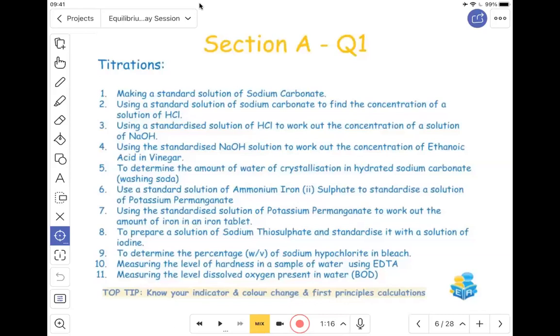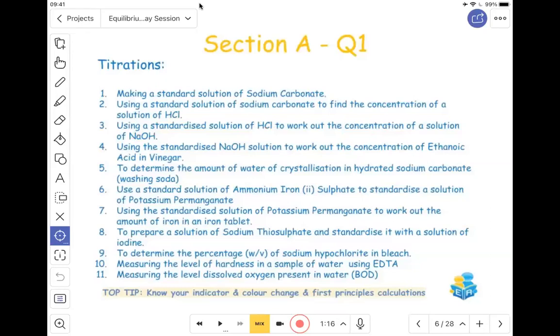Other titrations then, after your standard solution, you may be asked to use the standard solution of sodium carbonate to find the concentration of HCl. That tends to be a little bit more of an ordinary level question, but it can come up at higher level. Similarly, for question 3, using a standardized solution of HCl, work out the concentration of NaOH. Again, more ordinary level geared, but could potentially come up, so just to be aware of that.